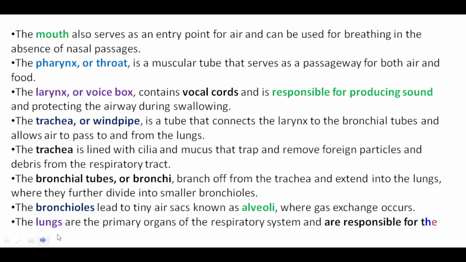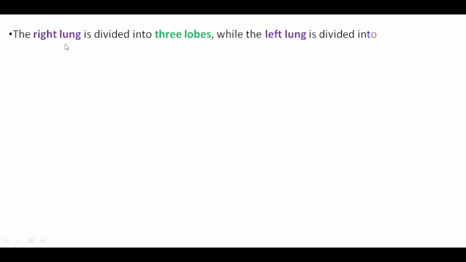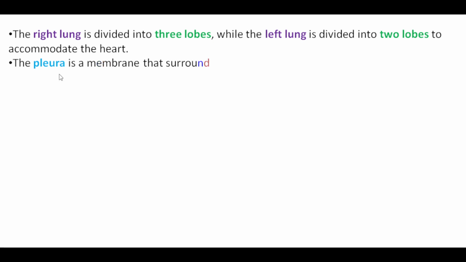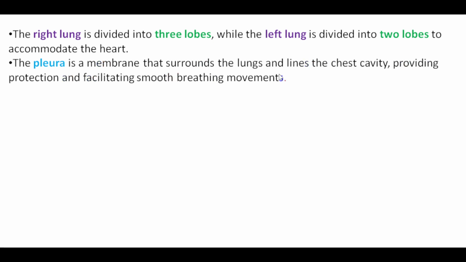The lungs are the primary organs of the respiratory system and are responsible for the exchange of oxygen and carbon dioxide. The right lung is divided into 3 lobes, while the left lung is divided into 2 lobes to accommodate the heart. The pleura is a membrane that surrounds the lungs and lines the chest cavity, providing protection and facilitating smooth breathing movements.